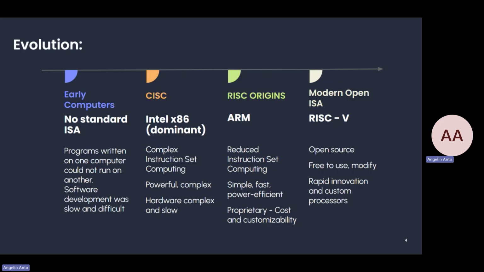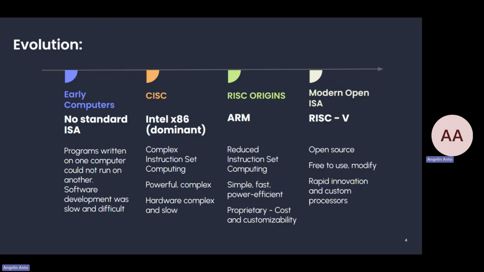So naturally, to fix this, we came up with modern open source ISAs like RISC-V. So RISC-V in specific is open source and it's free to use. And since it's open source and very versatile, it's free to be modified. And since it's free, as I mentioned before, it has sparked rapid innovation. So a lot of people are coming up with a lot of new things. And since it's customizable, it's really widely used, especially in newer systems.